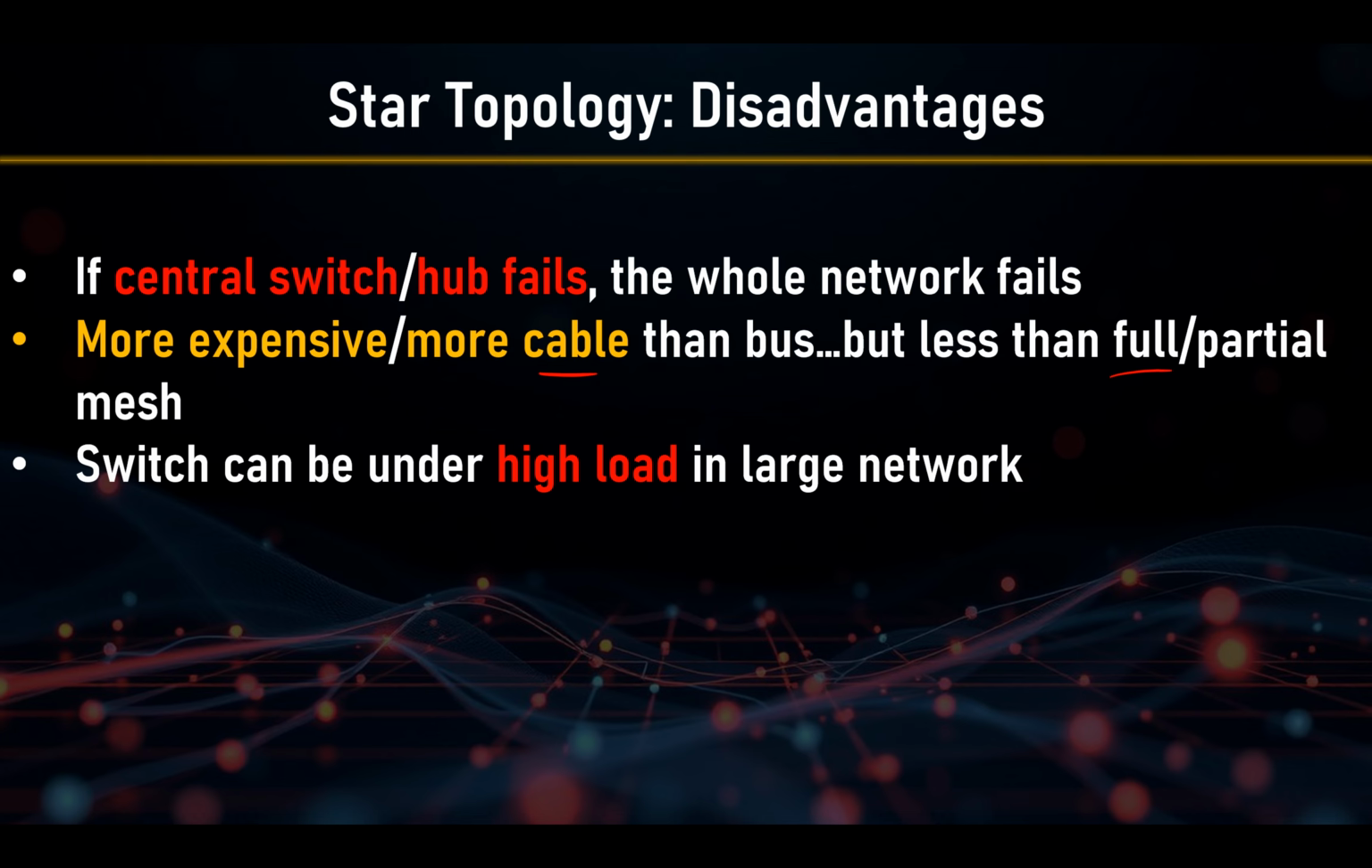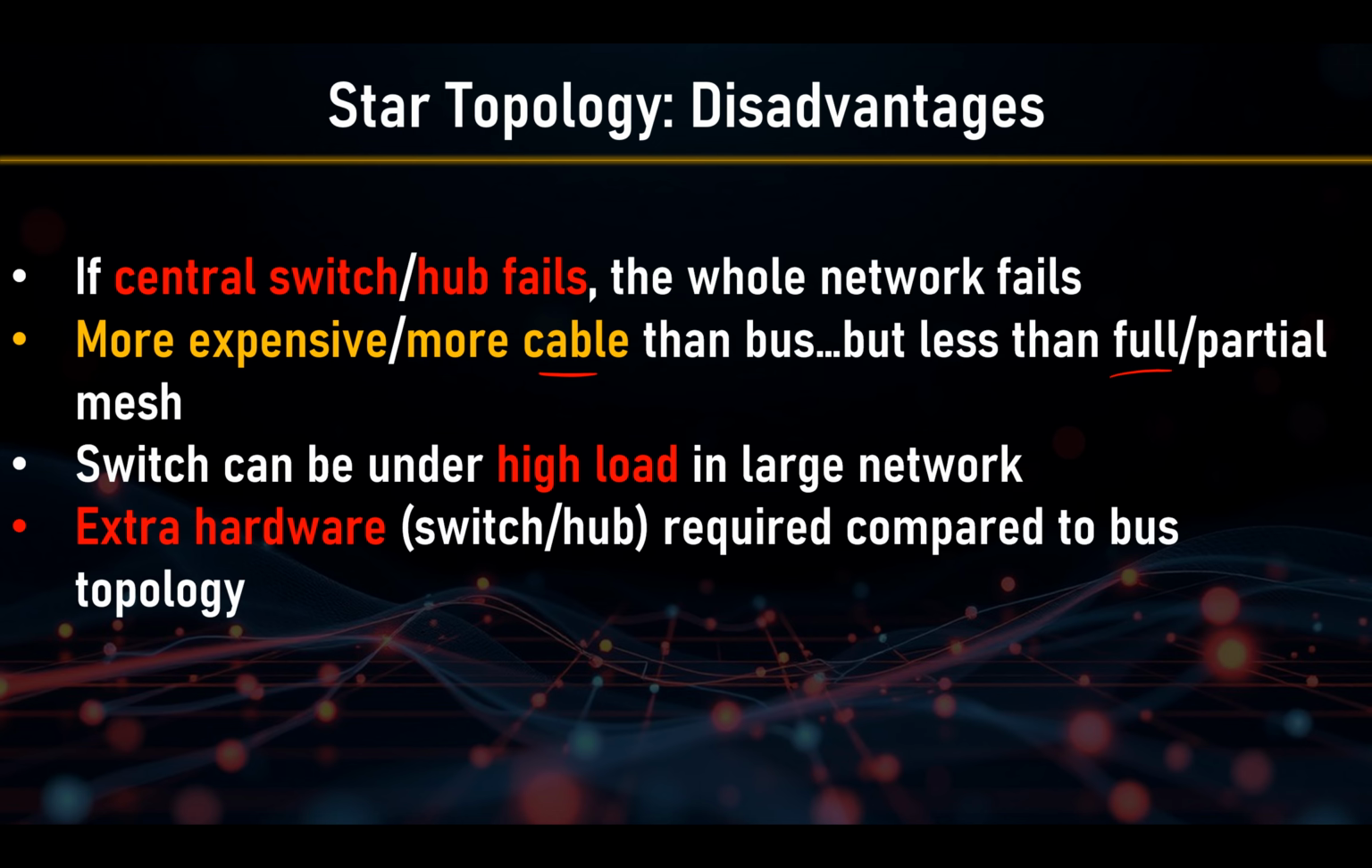If you have a big classroom or a big office, and everyone is using the router simultaneously, of course then it's just going to slow down. I think everyone knows that. Right, extra hardware, so a switch or hub, is going to be required compared to the bus topology. Although to be honest, if you just buy a switch or router, it's pretty cheap. It's generally not that expensive, and not that complex.